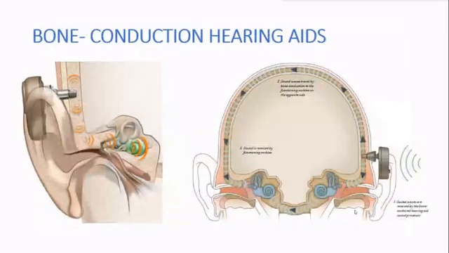Okay, so this is how bone conduction works. It requires surgery. We have to implant something on the temporal bone of the skull, and the skull will vibrate the cochlea directly, and this will transmit to the brain. So it will bypass all the structures of the external ear and middle ear.